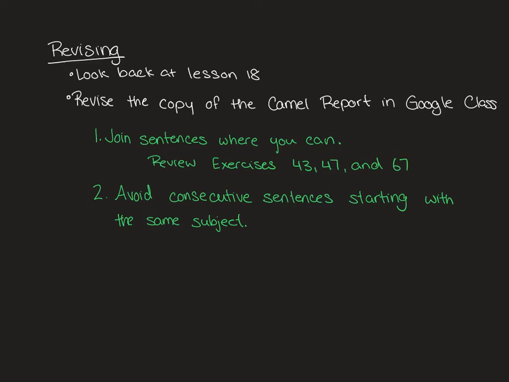The second step is to try and avoid having consecutive sentences, or two sentences in a row, that have the same subject. For example, it'd be quite boring if every sentence started with the word camels. Camels are tall. Camels have two humps. Camels, right? That repetition gets quite tiresome, so try to change up the subjects.